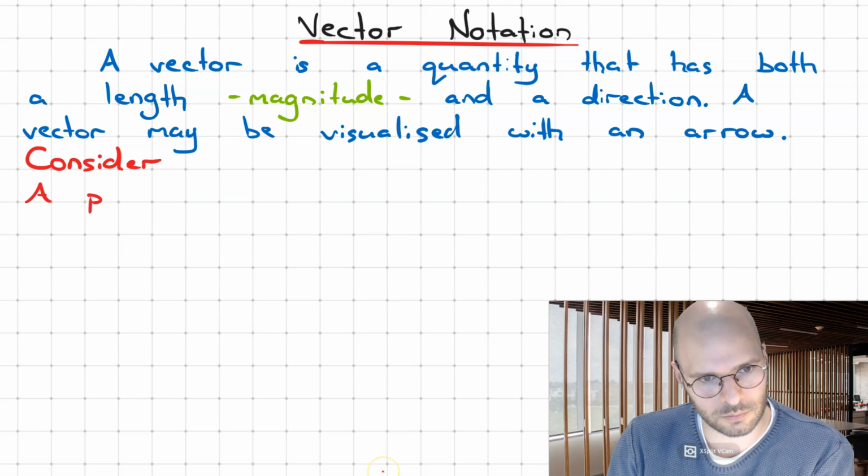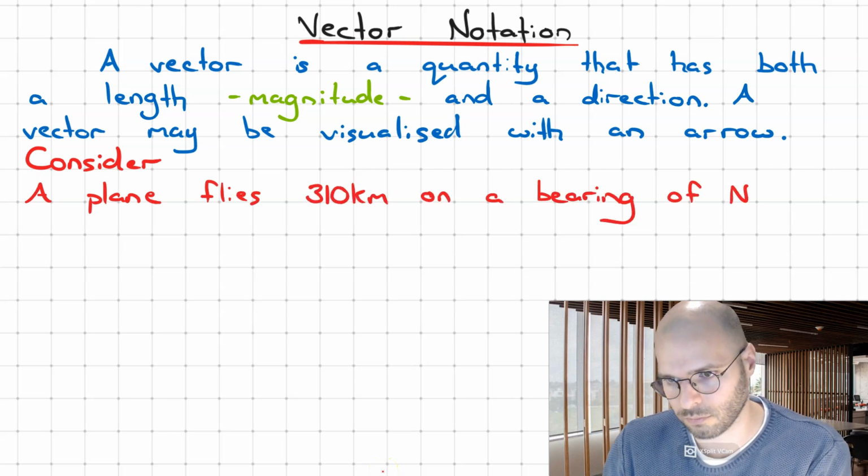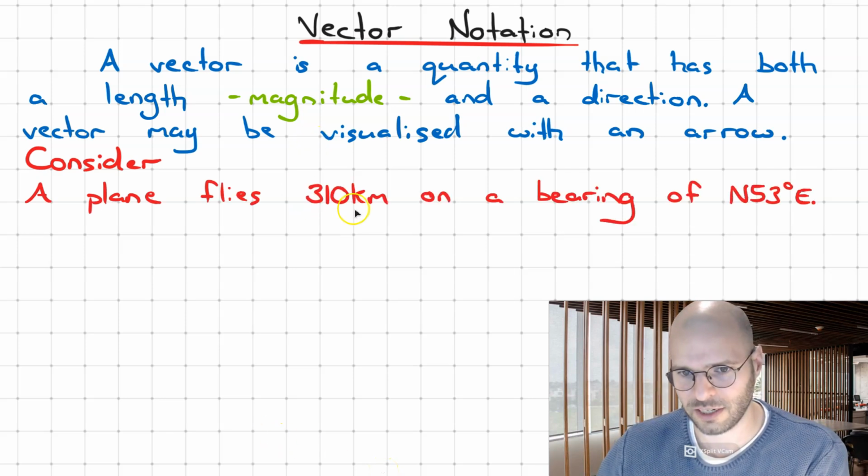Consider a plane flies 310 kilometers on a bearing of north 53 degrees toward the east. What we're going to do is firstly, we're going to model this using our Year 10 mathematics of bearings. Then I'm going to show you how we can remove all of the bearings diagram and keep only the vector. So starting off, let's draw the bearing diagram and then we'll change it to a vector.